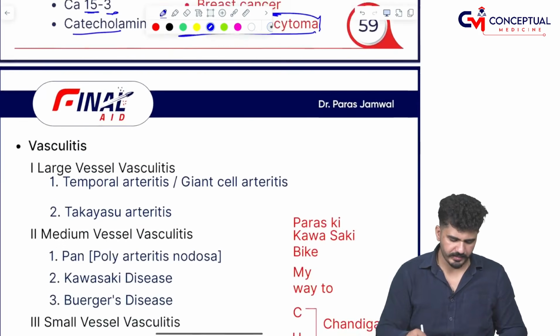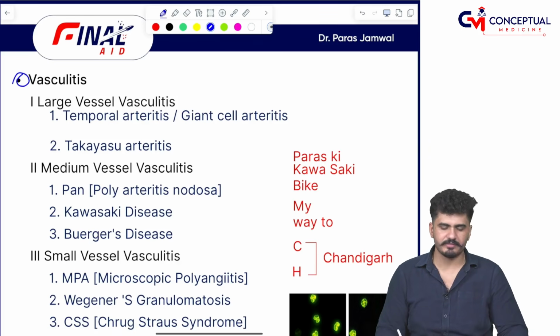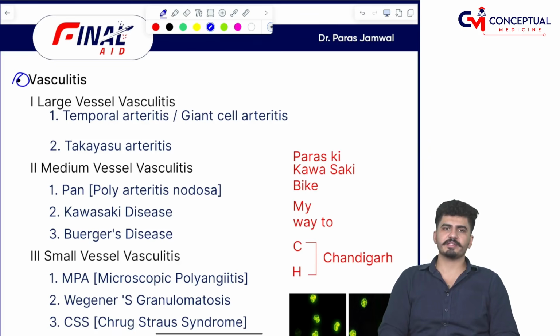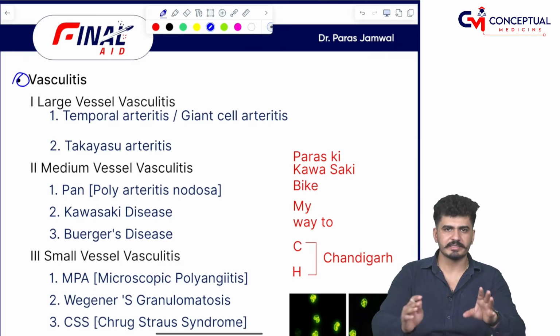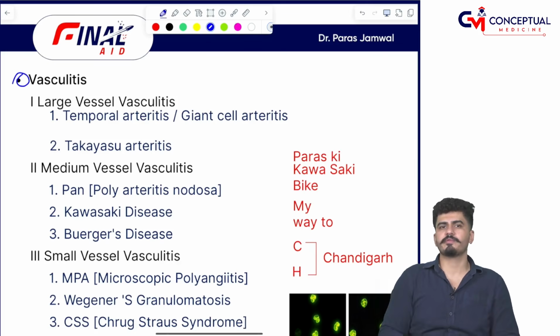Done and dusted, sir. Now coming on to vasculitis: large vessel vasculitis, medium vessel vasculitis, and small vessel vasculitis. We divided the different vasculitis and we will learn the important vasculitis we have to remember for our exam.